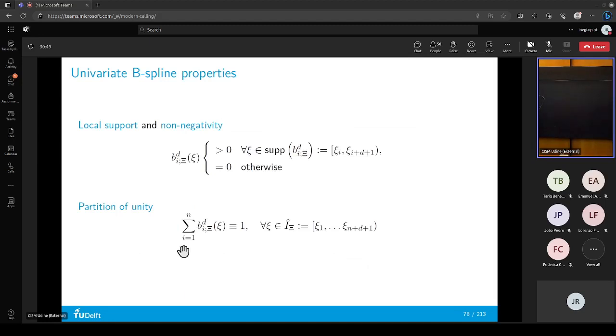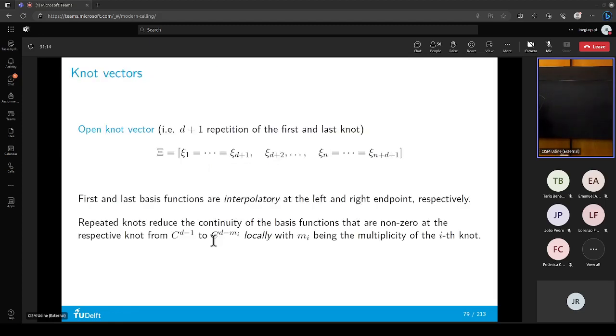So we see it has a local, less local than in FEM, but still local support. It's non-negative. It has this nice partition of unity property, which basically means at any point in your interval, you can evaluate the sum of all the basis functions and they sum to 1. A very nice property for the analysis, not so much for the geometric modeling.